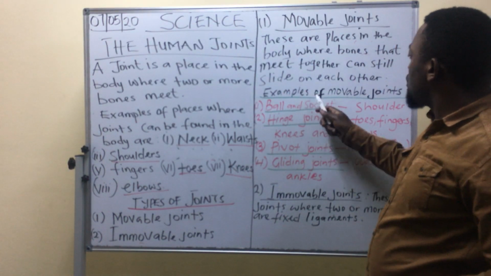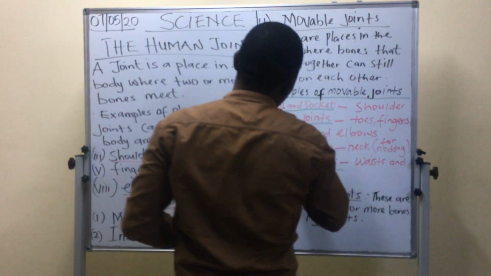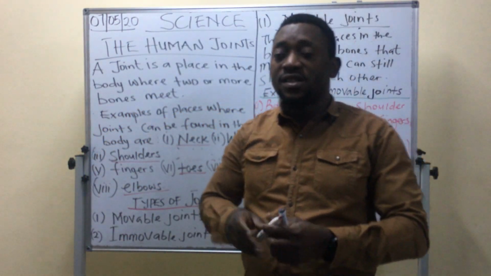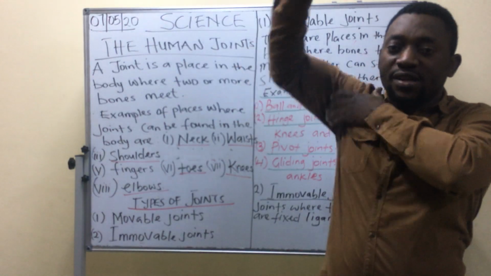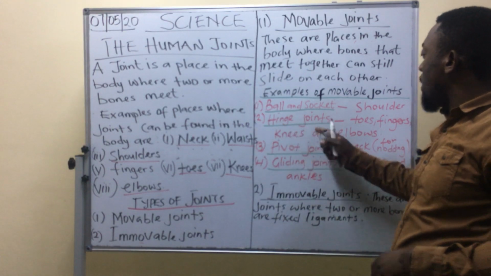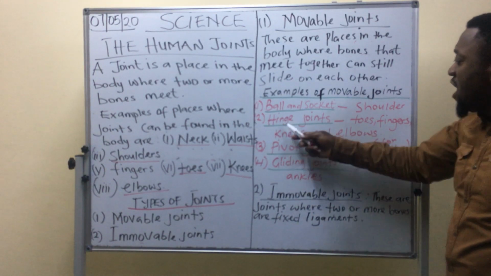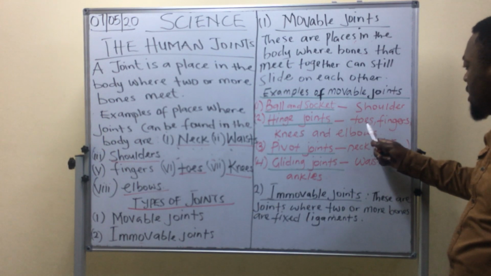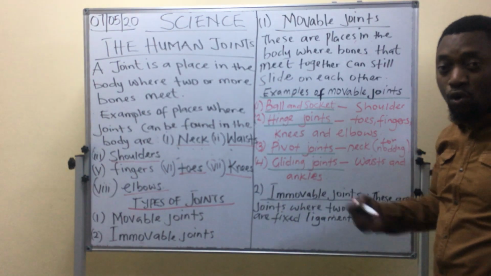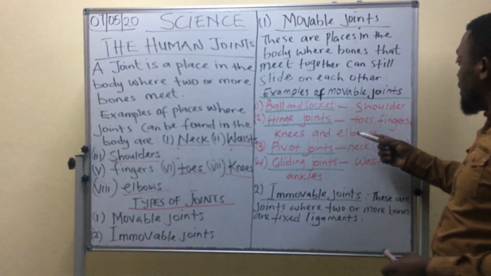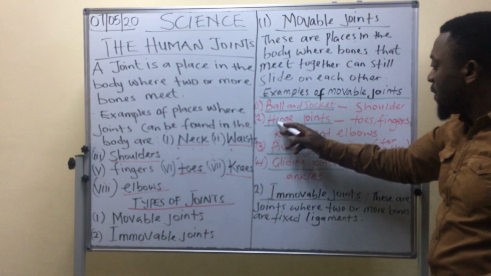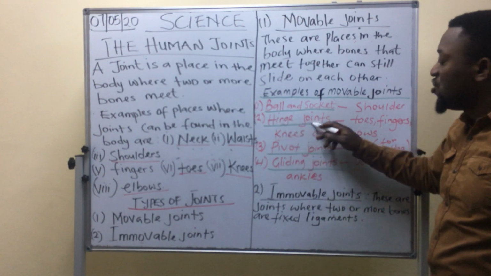So now, examples of movable joints. Number 1 is ball and socket joints. You can see a ball and socket joint on the shoulder. You can see the way I'm moving my hand, there is a joint here. Number 1, that's movable. The second one is the hinge joints. Hinge joints are found in, number 1, toes. There's a diagram coming up that I'm going to show to you for more illustration. Then fingers, knees, and elbows. These are where you can find hinge joints.